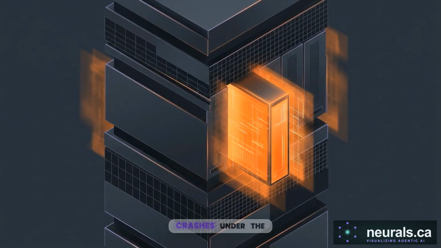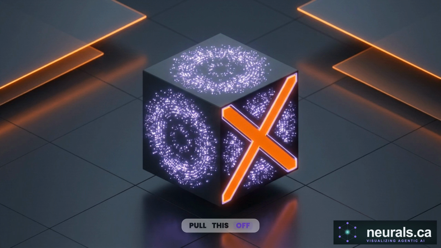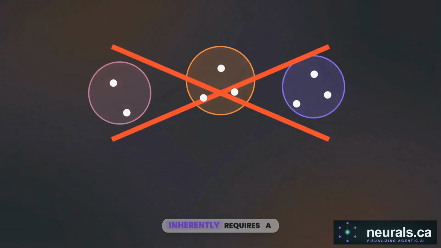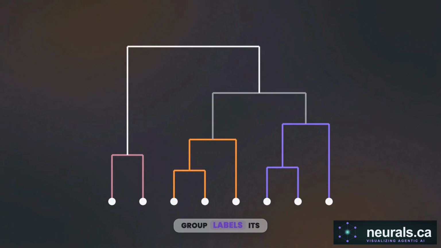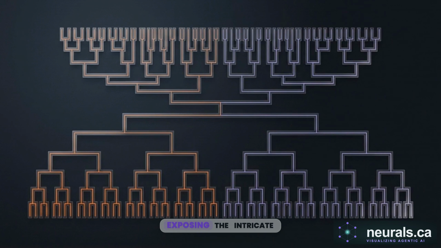This method crashes under the weight of massive datasets. You have to wonder when it's actually worth running. You don't pull this off the shelf for a billion-row database. You use it when your data inherently requires a nested structural map, rather than simple group labels. Its value lies in exposing the intricate relationships beneath the surface that faster, flat algorithms completely gloss over.